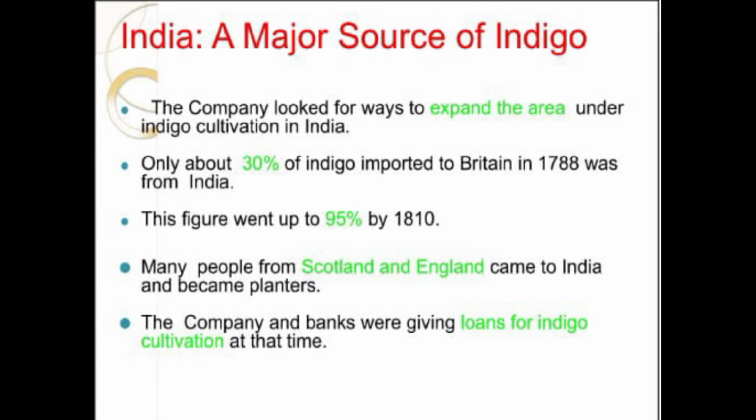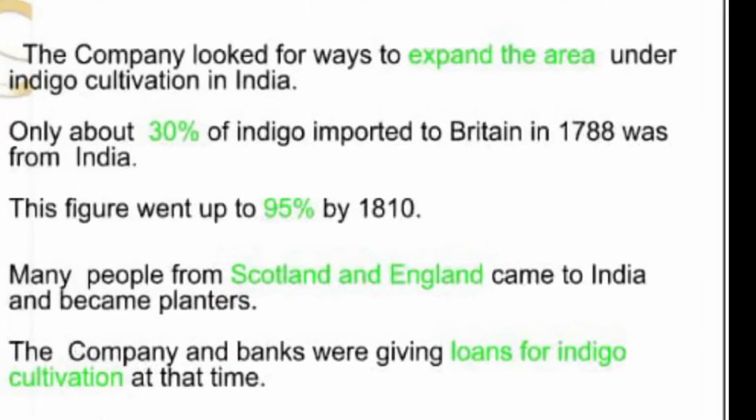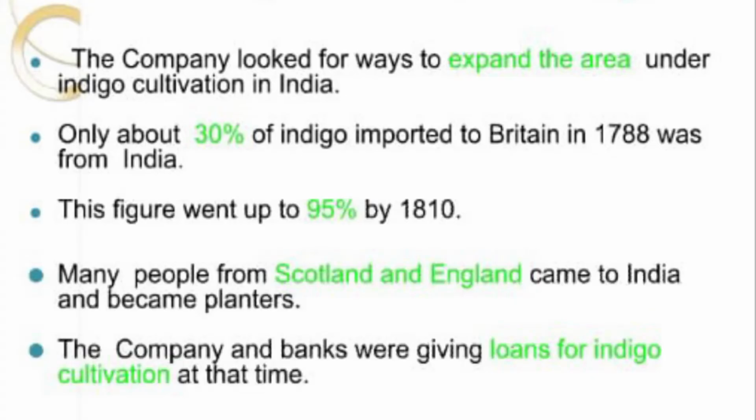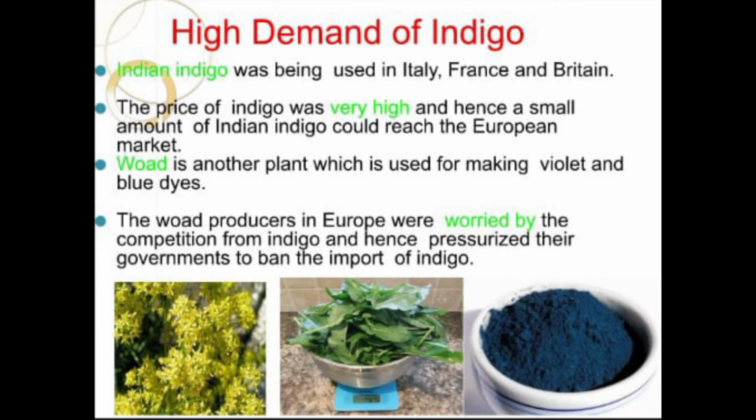So how could the agricultural production change in Britain? We can see. The people from India were compelled to cultivate indigo, and that's how the production increased from 30% to 95%. Many people from Scotland, England came to India and became planters. They made Indians cultivate, they gave them loans, advances, and they took them here for cultivation. The company and the banks were giving loans to the indigo cultivators at that time.